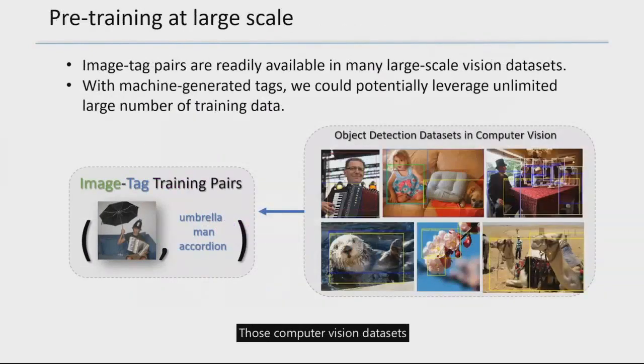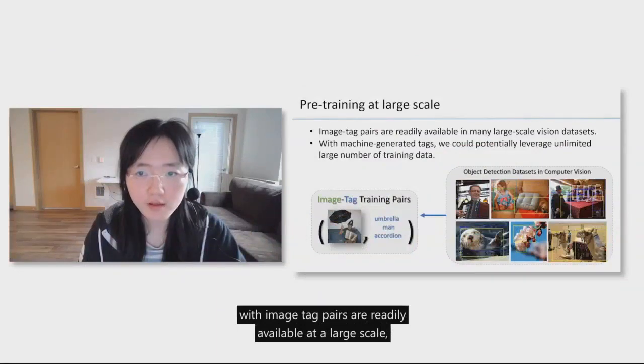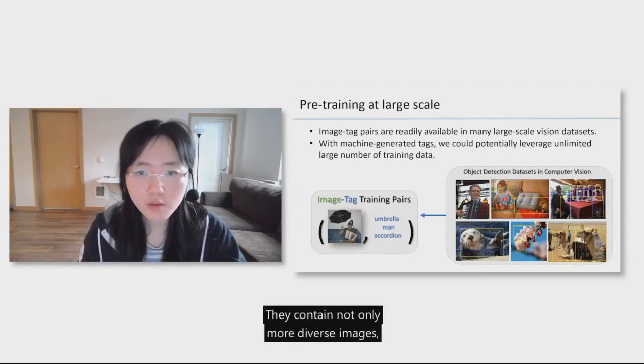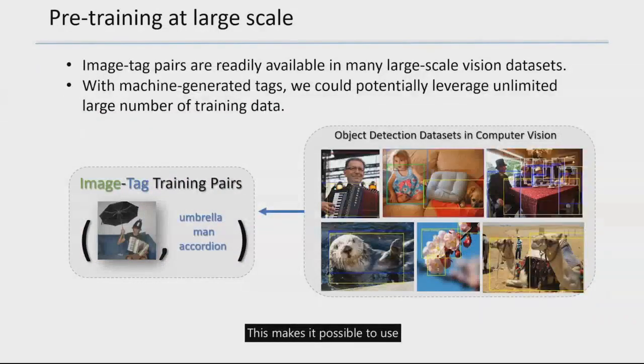Those kinds of computer vision datasets with image tag pairs are readily available at large scale, such as ImageNet, OpenImages, and Object365. They contain not only more diverse images, but also much richer visual concepts in their labels compared to the caption datasets available. Moreover, we can also leverage large amounts of unlabeled images paired with machine-generated text. And this makes it possible to use an unlimited number of training data.